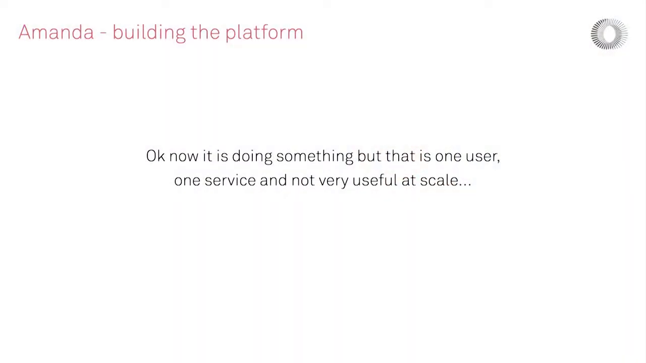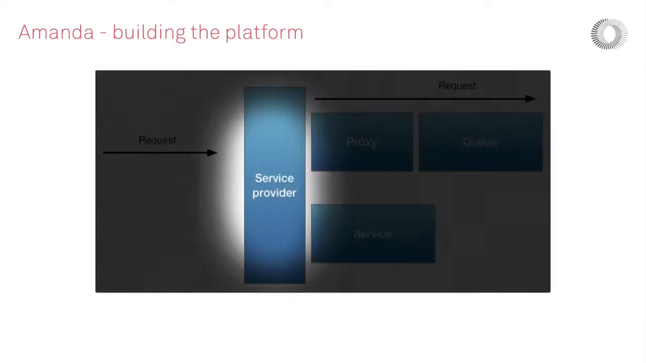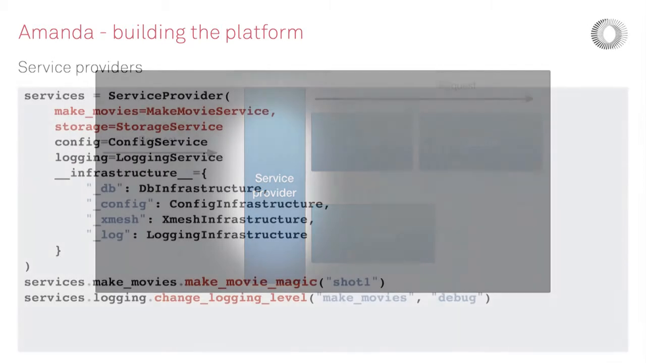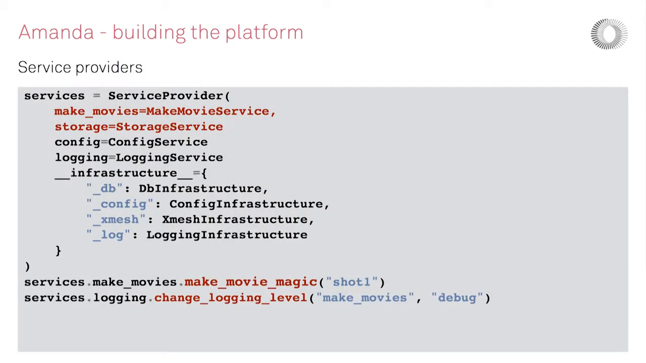So we've got this service provider here, which provides the interface to the service. It's pretty much a way of saying, here's my service, this is how you're actually going to call the service. As you can see here at the bottom, you've got your make movie service with our make movie magic, which we defined before, or we can actually change the logging level for the service dynamically.